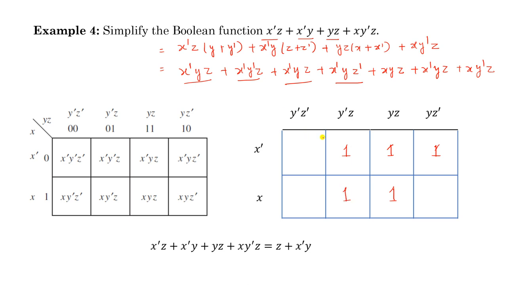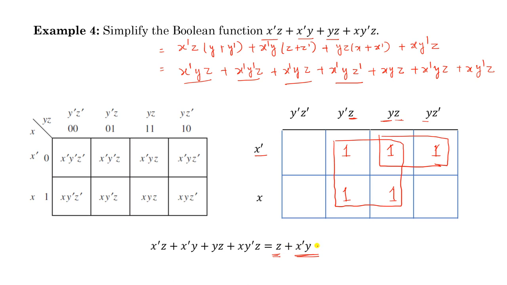So we can form a block of 2 by 2 here. This will give you a term with one literal only, and the one literal will be z. Z is same in all these terms, so this is equivalent to z. And to cover this one, you can form a block of 1 by 2. This will give you a term with two literals, x dash and another is y. Here it is z, here it is z dash, but y is same, so the term will be x dash y. So the reduced expression is z plus x dash y.